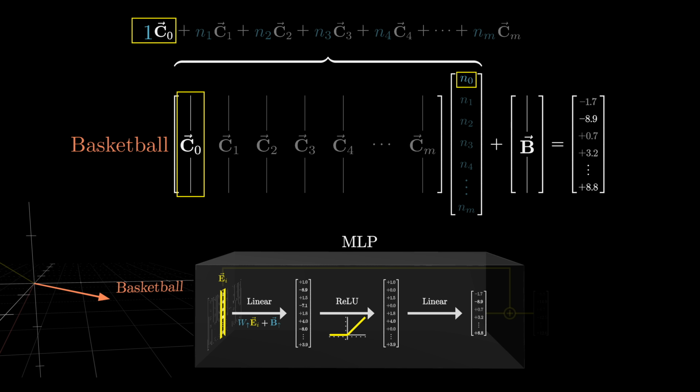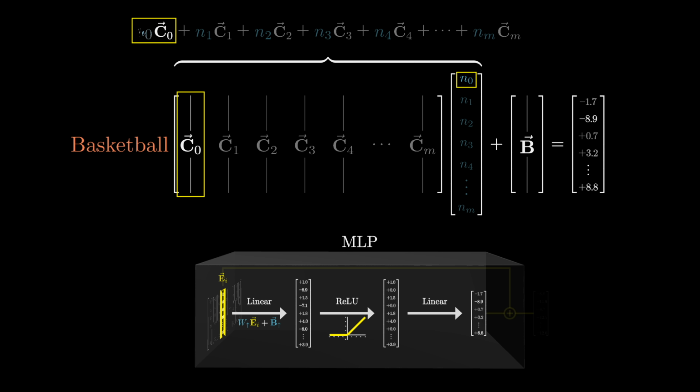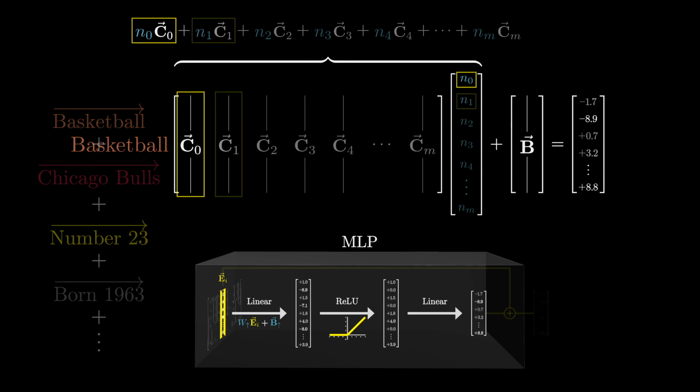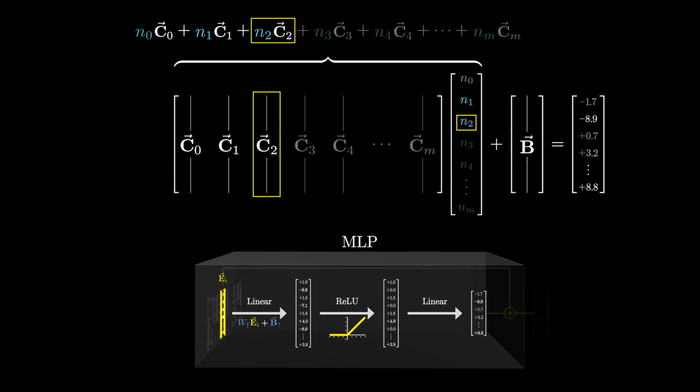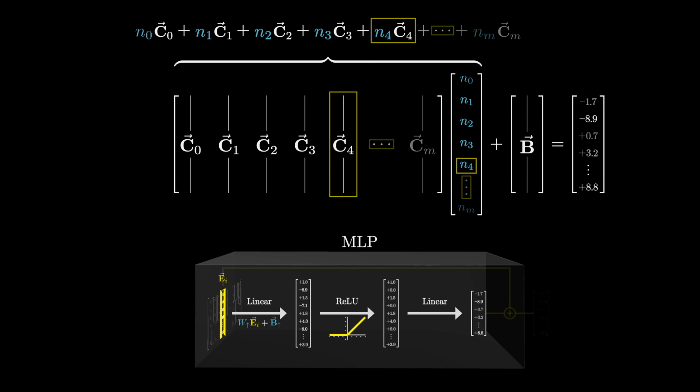But if that neuron was inactive, if that number was 0, then this would have no effect. And it doesn't just have to be basketball. The model could also bake into this column many other features that it wants to associate with something that has the full name Michael Jordan. And at the same time, all of the other columns in this matrix are telling you what will be added to the final result if the corresponding neuron is active.